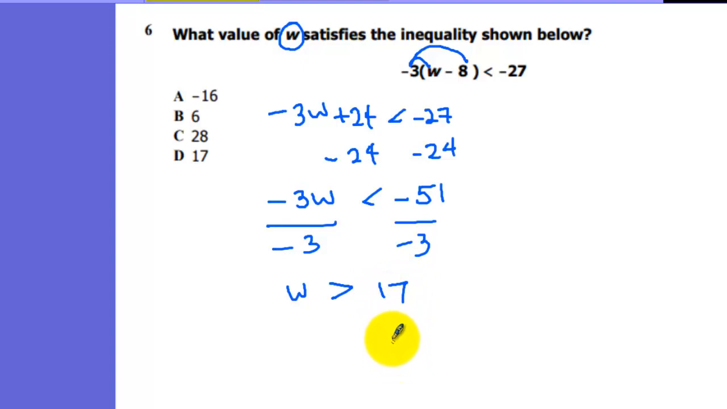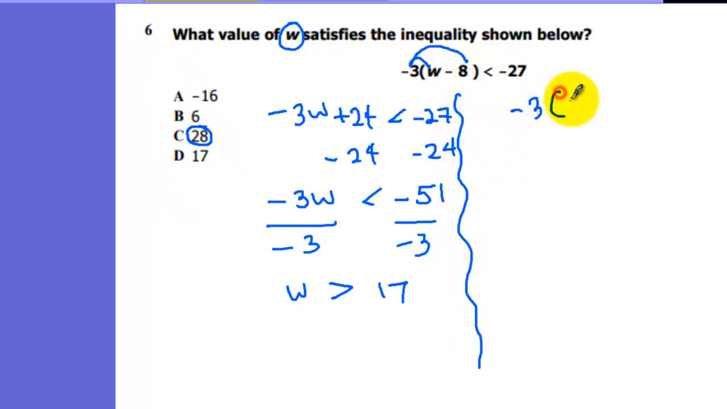Now we need to find the value of w that should be greater than 17. So we should not be choosing D here. We have to choose the value that is more than 17. In this case, it should be 28. So that's the answer here. Now the other procedure is by dividing both sides by negative 3.